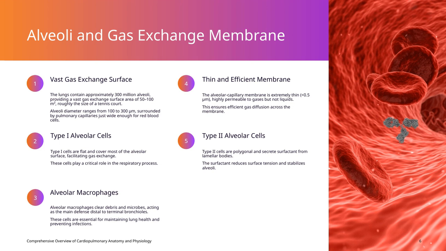Now, considering the scale, our lungs contain about 300 million alveoli, providing an enormous surface area between 50 and 100 square meters. To give you a sense of size, that's roughly the area of a tennis court. The alveoli themselves are tiny, with diameters ranging from 100 to 300 micrometers, and each is surrounded by pulmonary capillaries just wide enough for red blood cells to pass through.